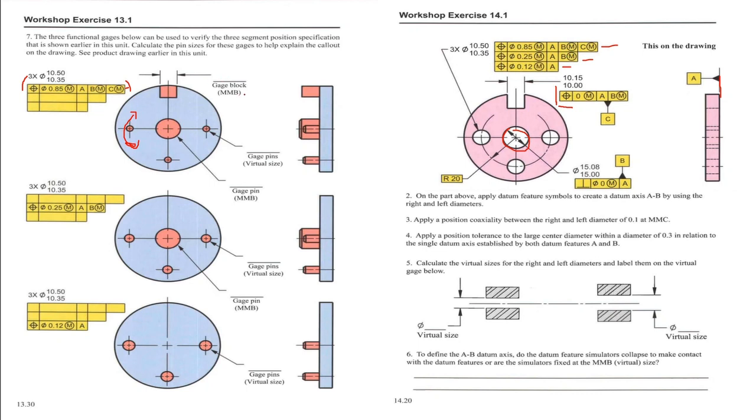So for this, the gauge block maximum material boundary will be 10. The size is here, this 10 minus the position tolerance we got here, which is 0.85. So 10 minus 0.85 will give us 9.15. So the gauge block maximum material boundary is 9.15 in this callout, and the gauge pin virtual size is 13.35 minus 0.85, and we get the size of 9.5 here.